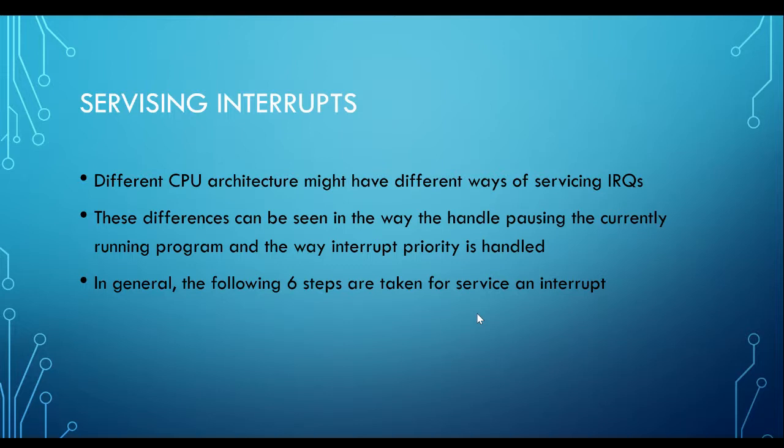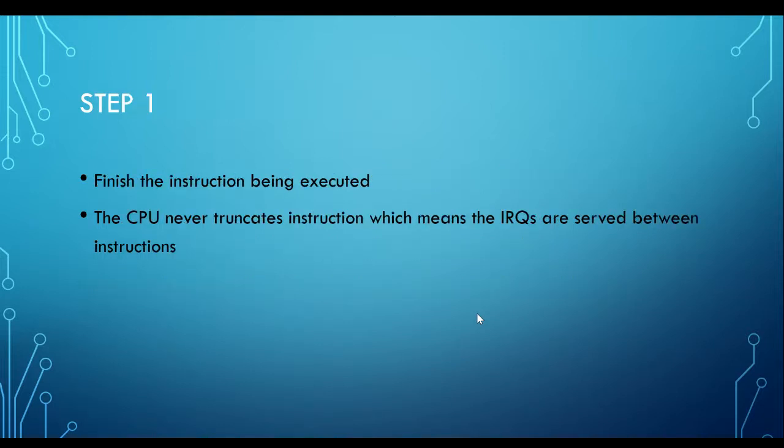In general, the following 6 steps are taken to service an interrupt. Now, these are just guidelines. We're going to take the MSP430 as an example. Step 1, finish the instruction being executed. The instruction currently being executed by the main program will be finished first before it goes into the interrupt service routine. The CPU never truncates an instruction, which means that IRQs are served between instructions.